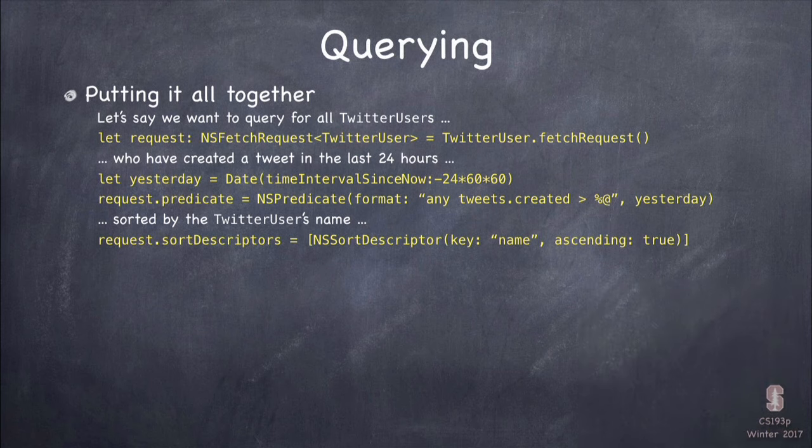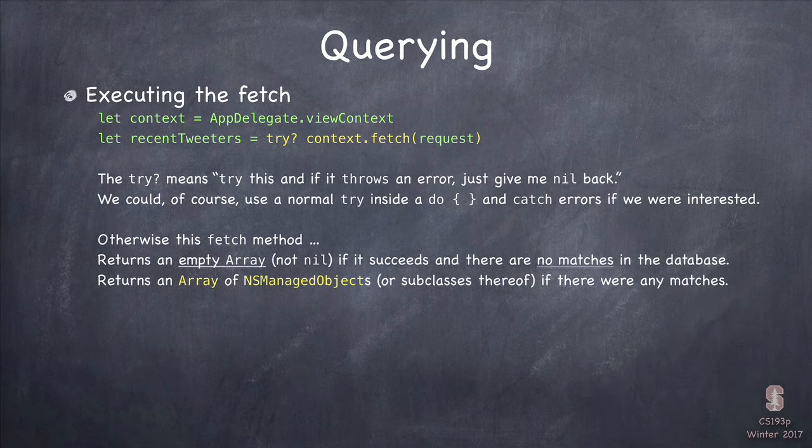Okay, that's it. So that's how you create a fetch request. Now, since I have a fetch request, how do I make it go? Give me those tweets. Give me those Twitter users. We do that with a very simple method in context. So we ask the context to do the fetch, and it will go out and return an array of all those things, sorted in the way the fetch request says to sort them. Okay, simple as that. The only thing not so simple, it throws.